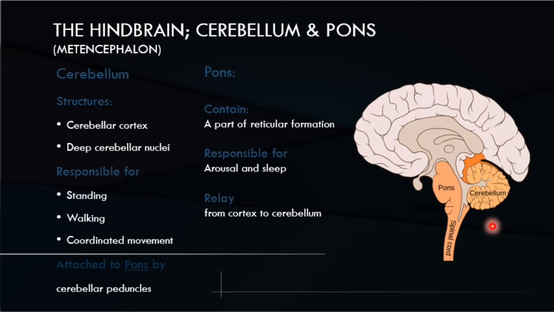The pons contains a part of the reticular formation and is responsible for arousal and sleep, and relays information from the cortex to the cerebellum. So it brings things from the cortex to the cerebellum.